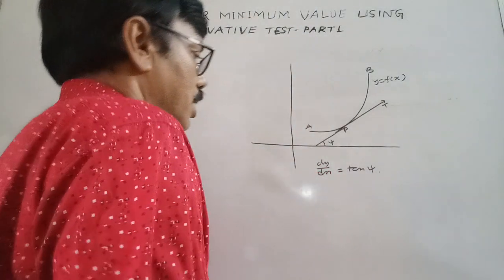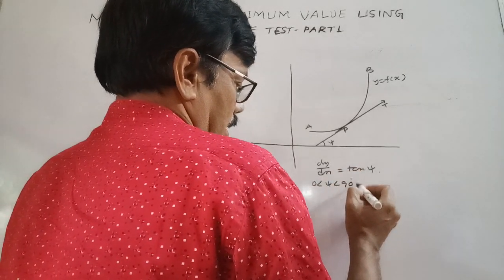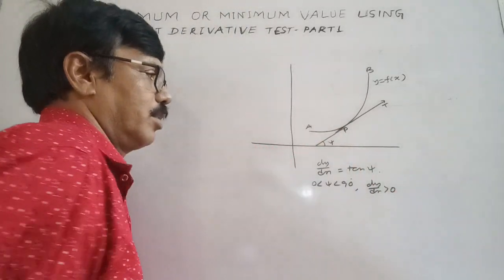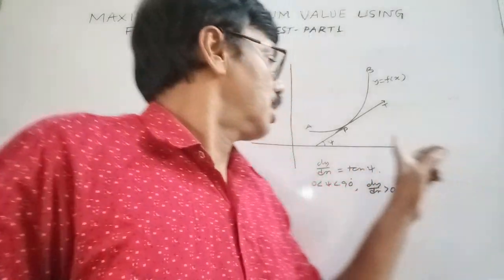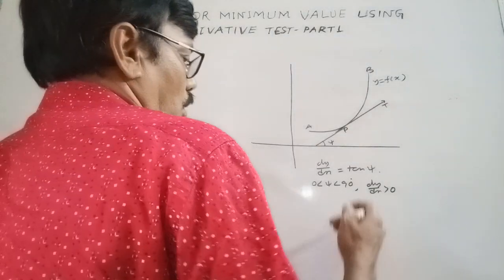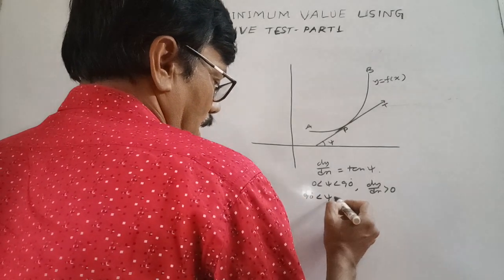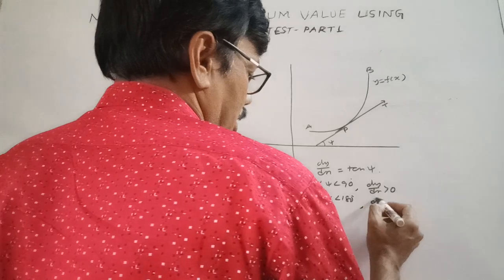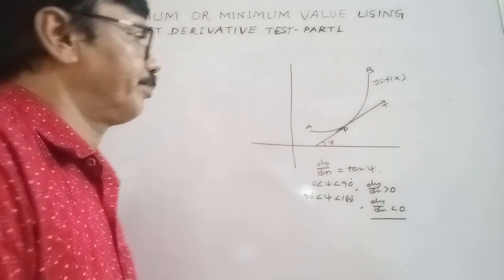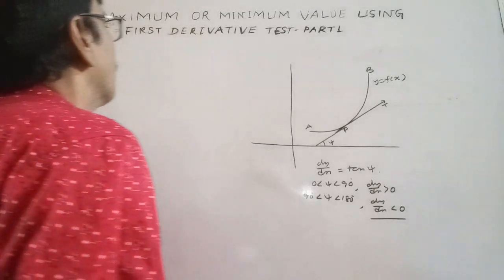Now if psi is acute, then dy by dx is greater than 0. Here psi is acute, that is, it is increasing in nature. If psi is obtuse, then 90 degrees is less than psi less than 180 degrees, in the second quadrant, that is a decreasing function. So this is the significance of derivative.